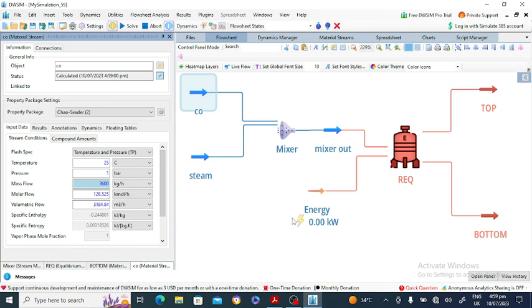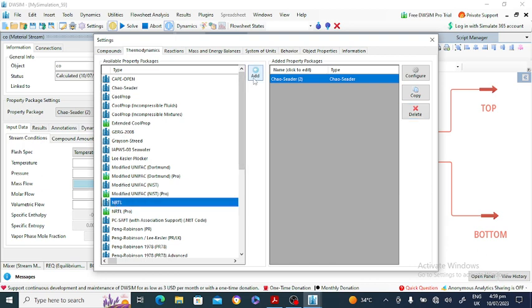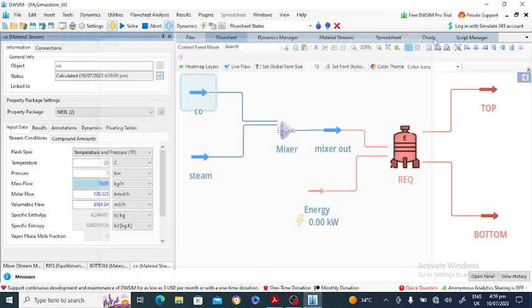So there is some error. We will select another package. Suppose I am adding NRTL. Add the NRTL, remove this one and check whether it works or not. Again it shows some error about enthalpy. It also shows some error.